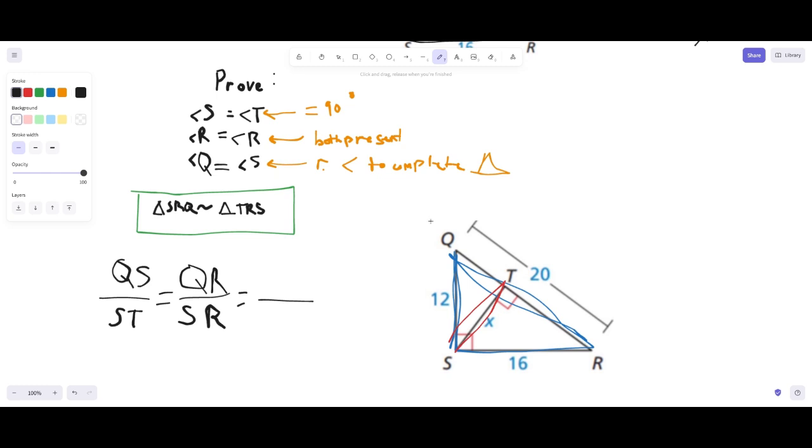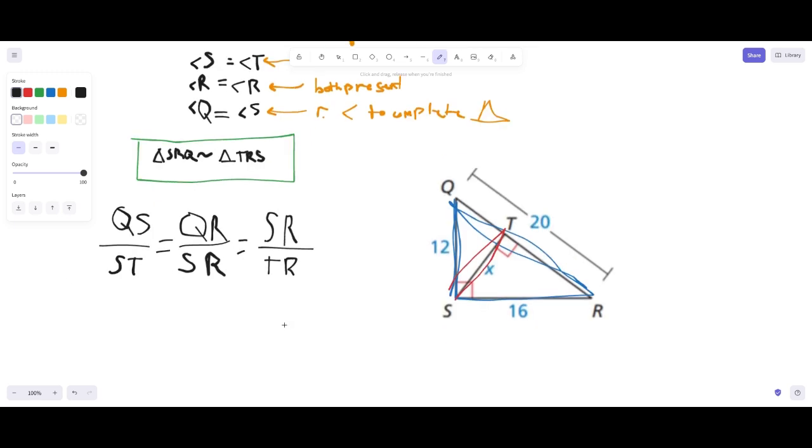Okay. So again, looking at the bigger triangle, let's say SR. That's this length over here. And now we have to find the corresponding length. So what would the corresponding length be? Well, it's going to be S, which is T, and then R, which just equals R. All right, so now we've built our proportional statements. Now let's go ahead and substitute whatever values we can.